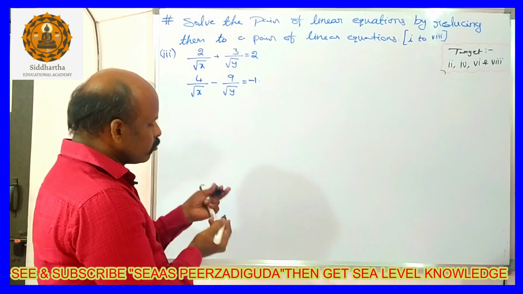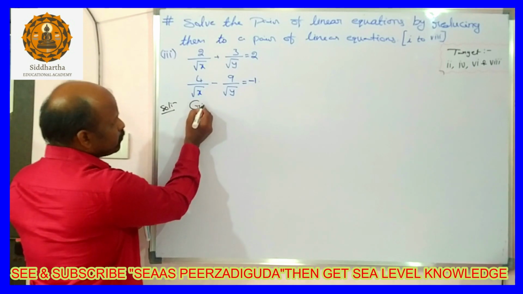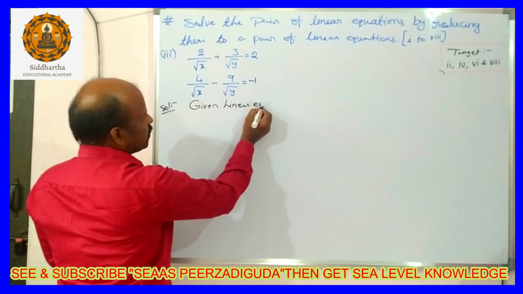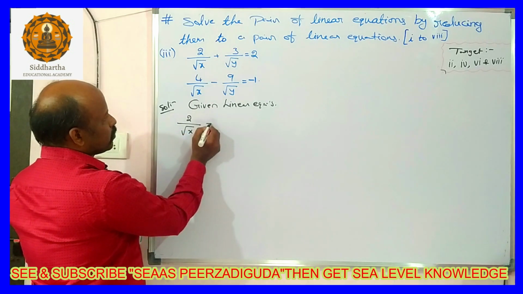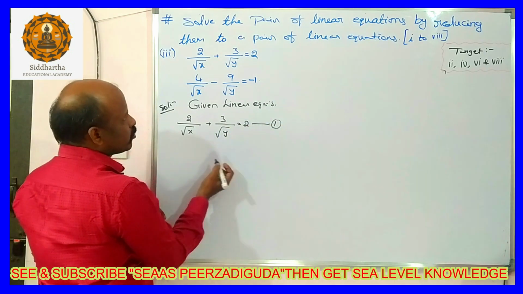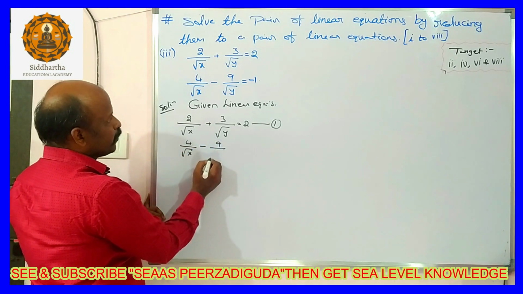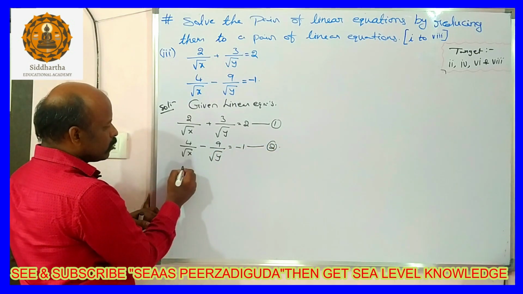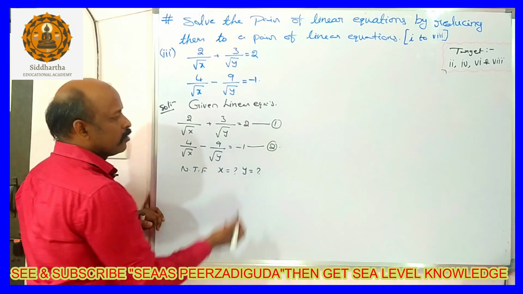Okay. Now I am going to start the solution over here. All of you observe over here. Given linear equations: 2 by root x plus 3 by root y is equal to 2. This one I am going to take as equation number 1, and one more, 4 by root x minus 9 by root y is equal to minus 1. Equation number 2 I am going to take. What we have to do? Now to find the value of x is equal to question mark and y is equal to question mark.